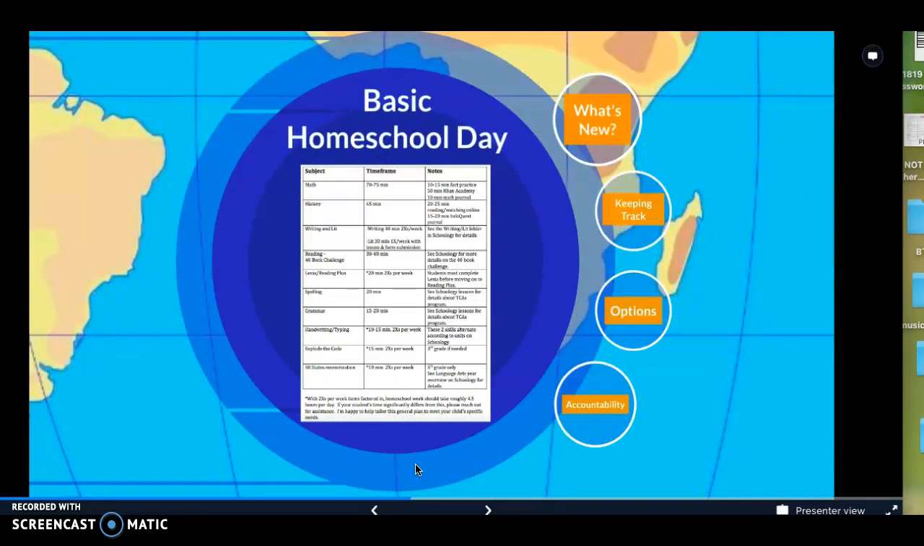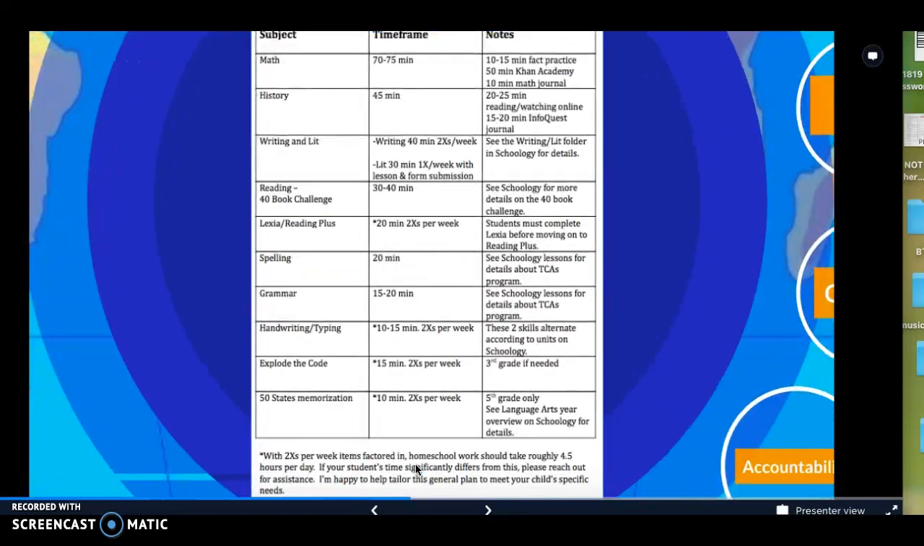Okay, a basic homeschool day. This is in your Schoology course, as well as in the beginning of the year printables on that Start Here document. So you'll see this in other places, but this is just a basic reference to give you an idea of how long each of these subjects should be taking.